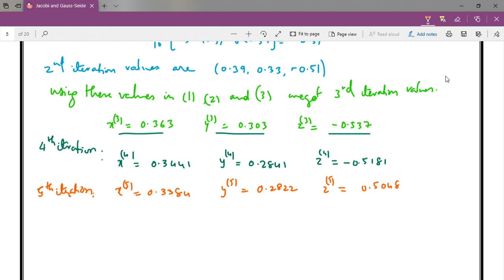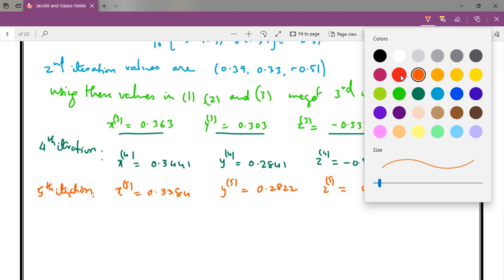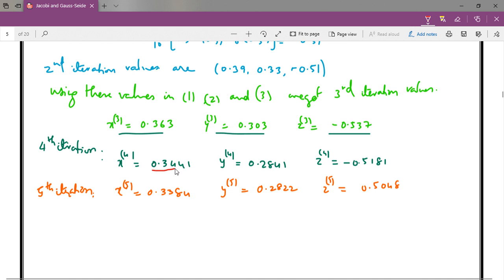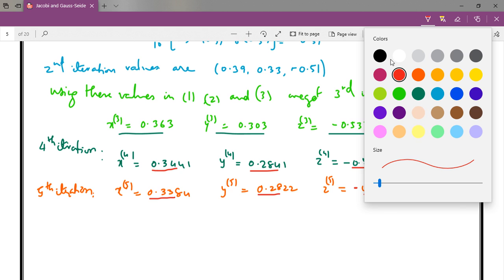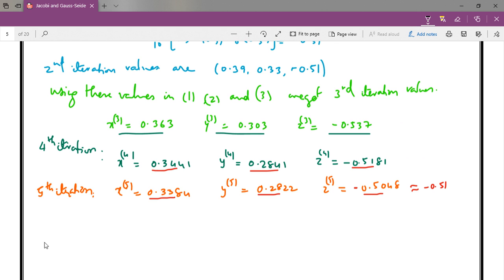Okay, yeah, now look carefully. We can have an approximation here. So this is 0.34. This is also 0.34 approximately, because 8 is here, we can increase this one. So this is 0.28 and 0.28. So here also minus 0.51, here we can increase this as 5, and this can be increased to 0.51. So this is minus 0.51. So therefore we can say that the convergence has occurred. That means up to 2 decimal places we have the convergence.